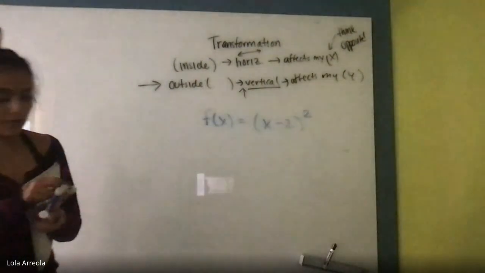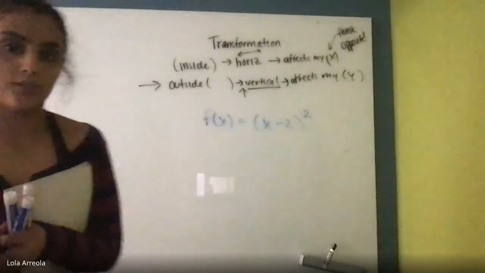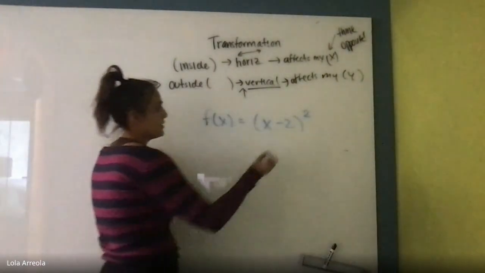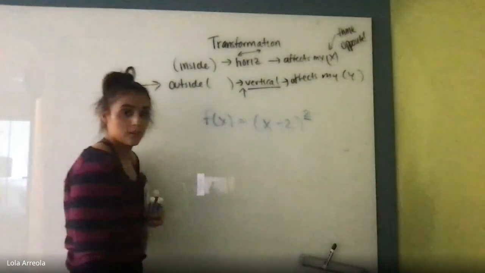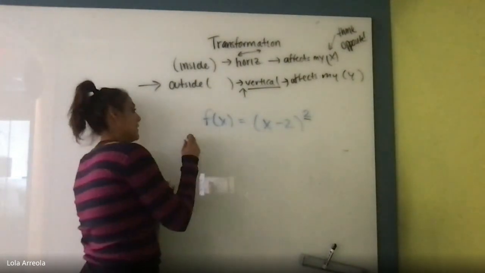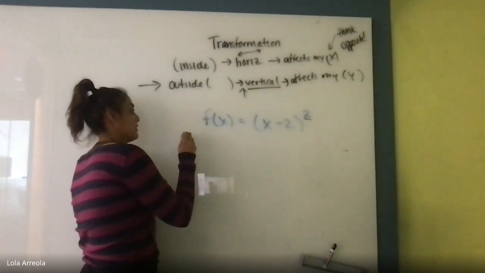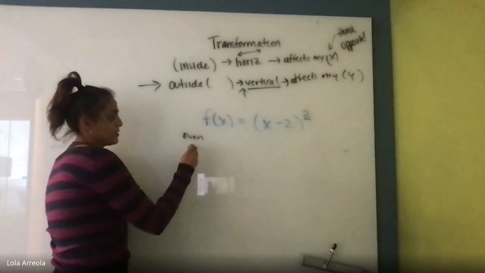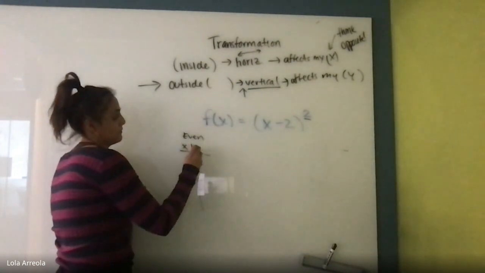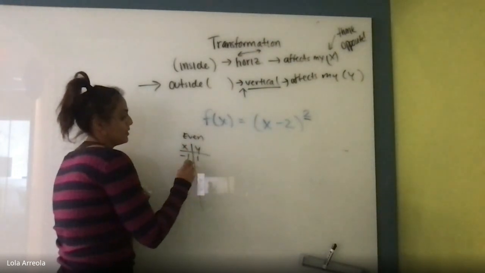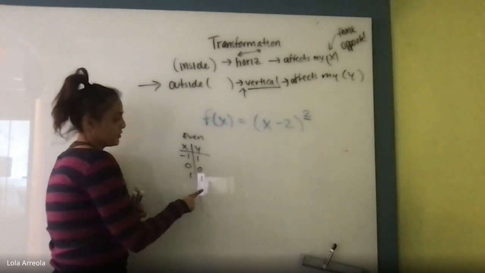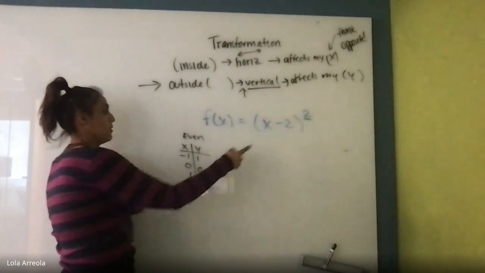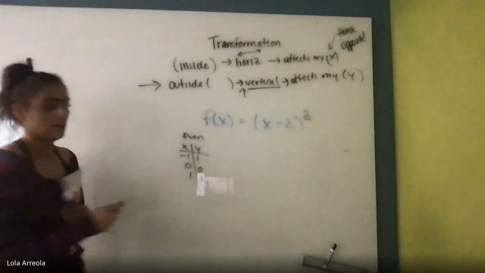Okay, what would be the most basic form of that function? I see an even exponent. So that means that I have an even function. And what are the key points to an even function? Negative 1, 1, 0, 0, 1, 1. So those are the points I'm going to start off with so that I know what this graph looks like. Right now, I don't know what it looks like.